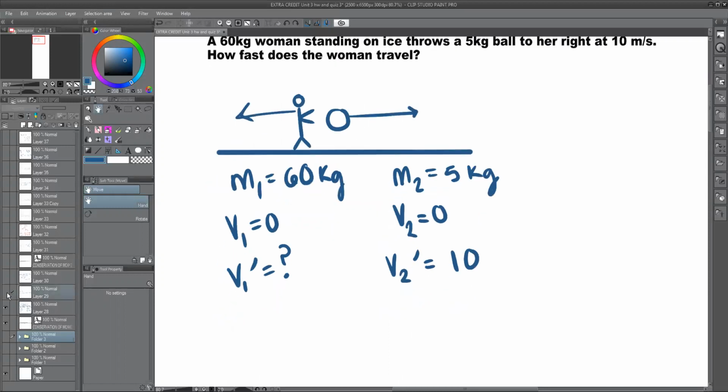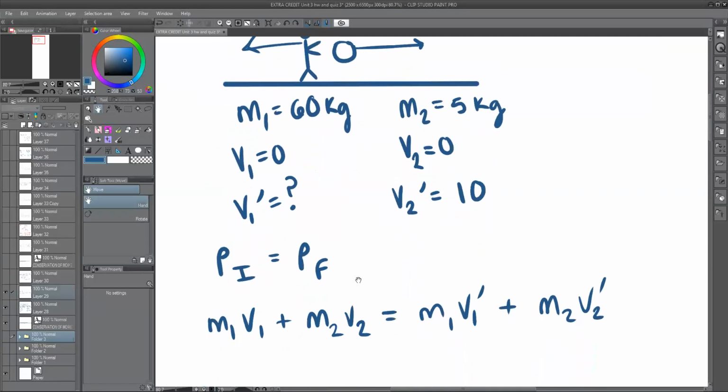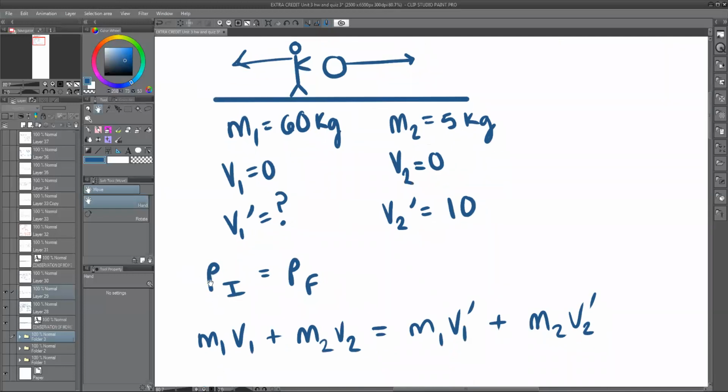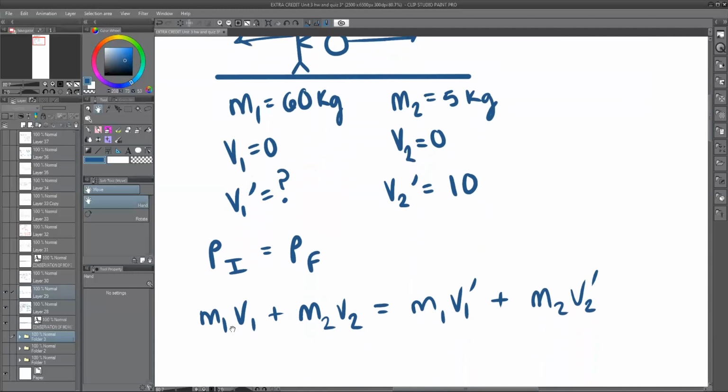So to start, we know that the momentum of the initial situation is equal to the momentum of the final situation. So basically, because momentum is mass times velocity, we know that m1v1 and m2v2 of the initial situation is equal to m1v1' and m2v2' of the final situation. That's what this apostrophe means.